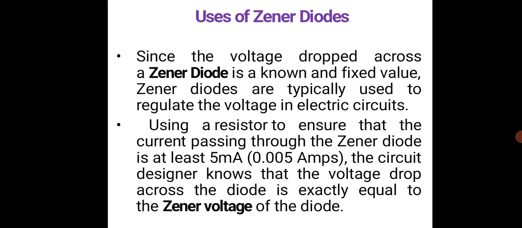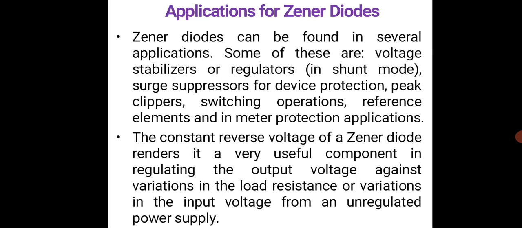So we use a resistor to ensure that the current passing through the Zener diode is at least 5 milliamps. The circuit designer knows that the voltage drop across the diode is exactly equal to the Zener voltage of the diode. So applications, it can be found in several applications. Some of these are listed here.